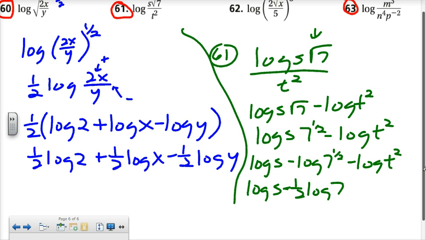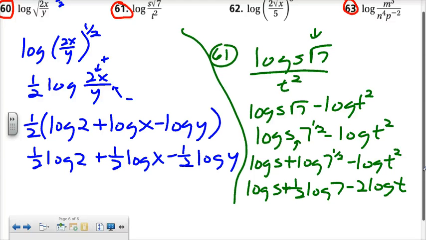So we have logarithm of s minus 1/2 logarithm of 7 minus 2 logarithm of t. And now that's been expanded as far as it can possibly be expanded. I put a minus there instead of a plus. So this, our multiplication, is addition, and then our division is subtraction. All right, where else?